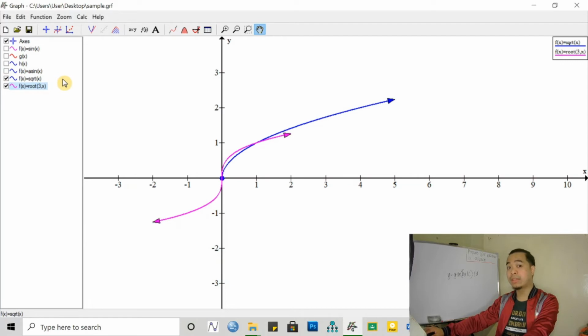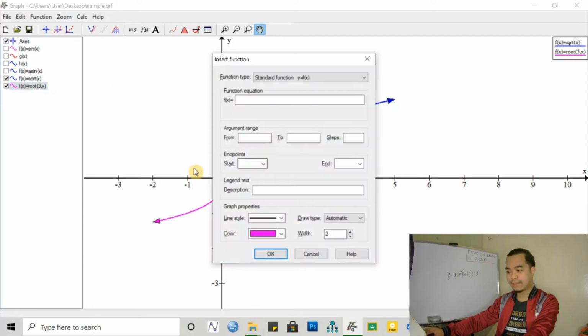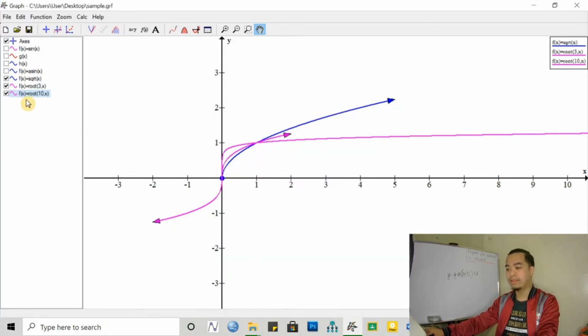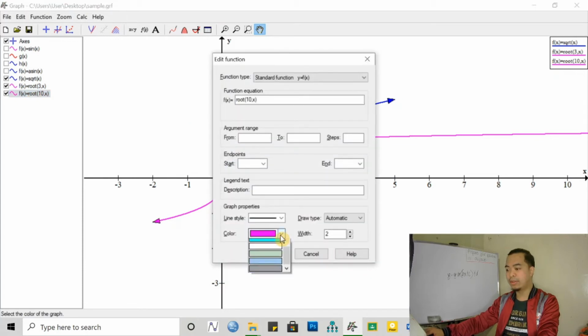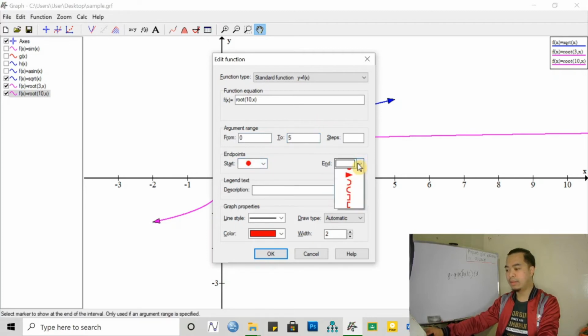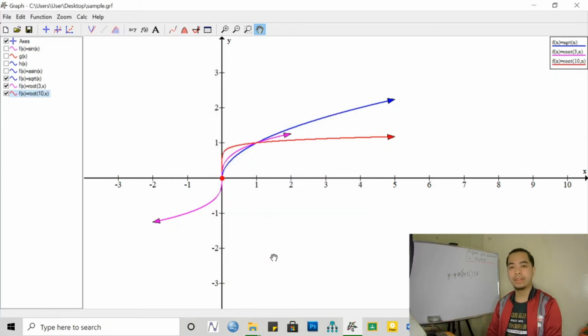If we want to graph the 10th root, for example, of x, that's really easy. It's the same root, the index that we want, that's 10, and then the variable x. So there we have it. Let's change the color to red. We want to show from 0 to 5. This is a shaded bullet and then an arrowhead. So there we have it, the three root functions. And now we are done with the root functions.